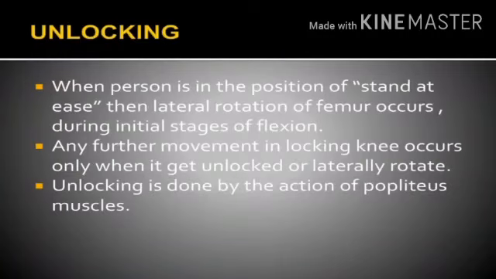Unlocking is exactly the opposite of locking. When a person is in the position of stand at ease, lateral rotation of the femur occurs during the initial stage of flexion, where any other movement can easily happen. Any further movement in a locked knee occurs only when it gets unlocked, or laterally rotated. Unlocking is done by the action of the popliteus muscle.